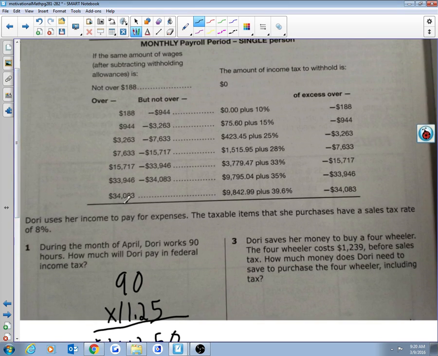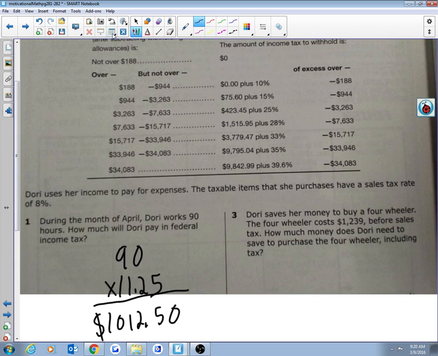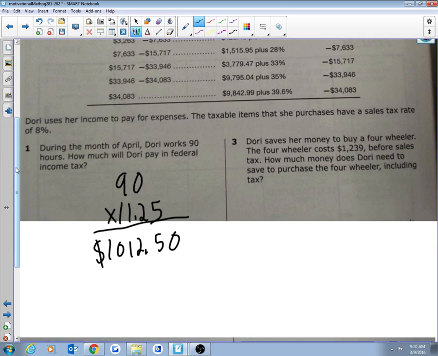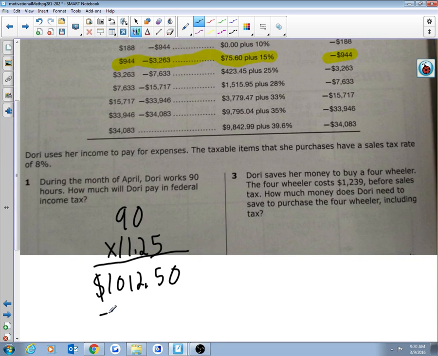So that puts her, let's use a highlighter here, in this tax bracket right here. So she's going to pay $75.60 plus 15% of anything over $944. So we've got to find out how much she makes over $944. So we're going to take her gross income and subtract the $944 and see how much she makes over $944.